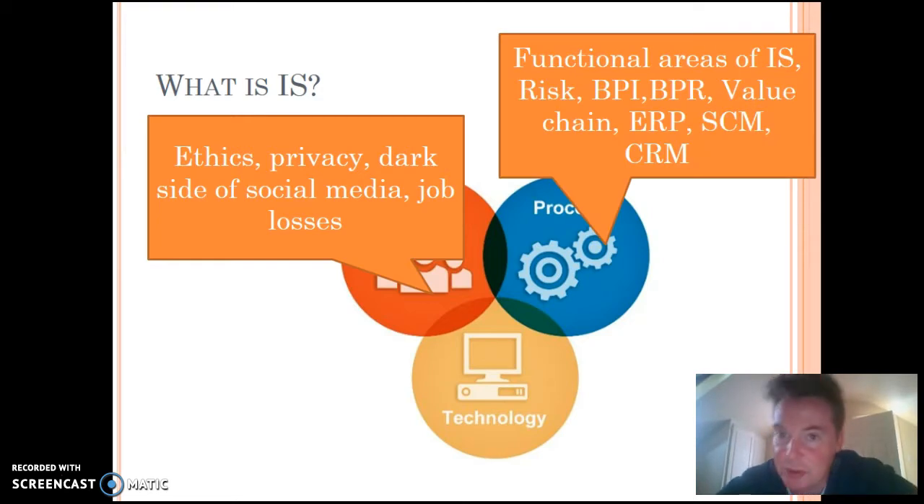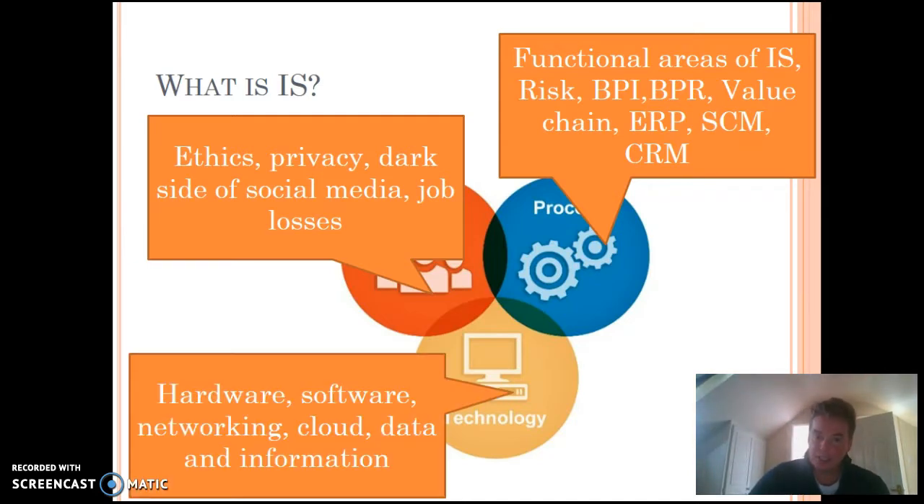So think around the processes within an organization, with the functional areas of information systems. So things like the accounting system, the HR, the payroll systems. We also have things like risk, business process improvement, where we improve processes, business process re-engineering, where we radically redesign them. The value chain, how organizations actually make money, enterprise resource planning, supply chain management, and customer relationship management are all around the processes. Around the technology side, what we have is hardware, software, networking, cloud, and we cover those in the multiple choice as well, so we don't really need to worry about them so much for this exam.